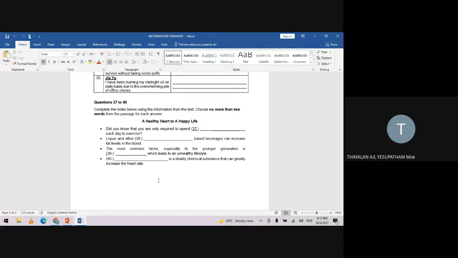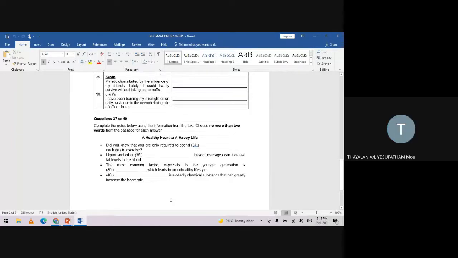Okay. Continue. A healthy heart to a happy life. Did you know that you are only required to spend a certain amount of time each day to exercise? Liquor and other beverages can increase fat levels in the blood. The most common factor, especially for the younger generation, which leads to an unhealthy lifestyle, is a deadly chemical substance that can greatly increase the heart rate.